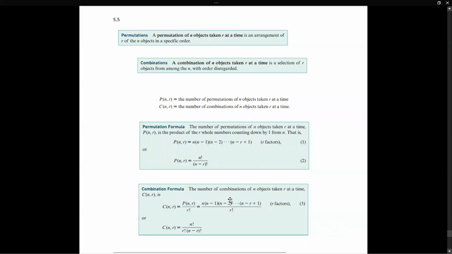Hey everybody, in this video we'll discuss two important topics or ideas, a permutation and a combination. These are used in counting techniques. So the main difference between these two is the specific order. One has it, the other doesn't.